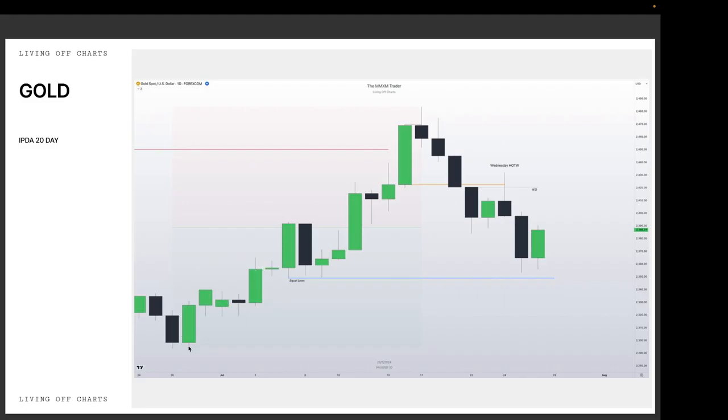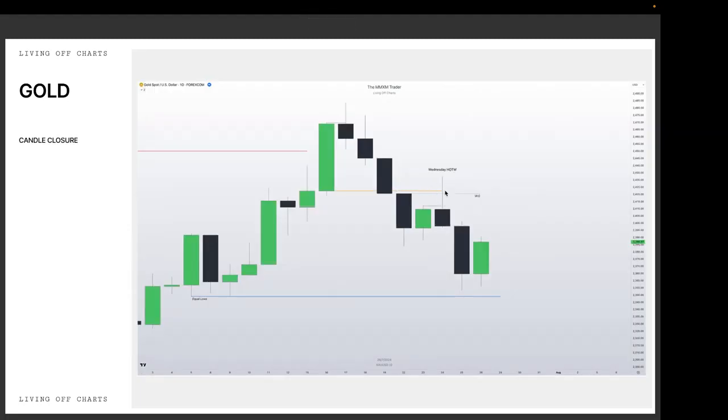So from this low to this high, equilibrium is around here. Well, it is here. We want to be shorting above equilibrium, and we can see that right here. Shorts above it, above the weekly open as well, into a higher time frame key level. This is extremely premium, guys.